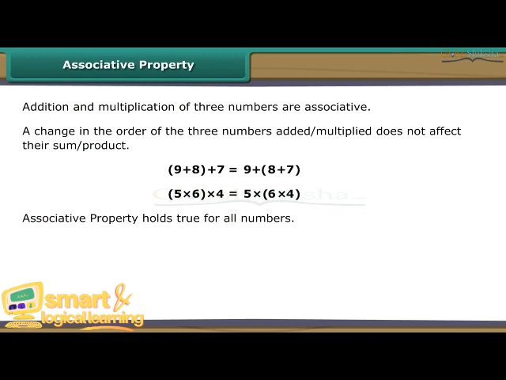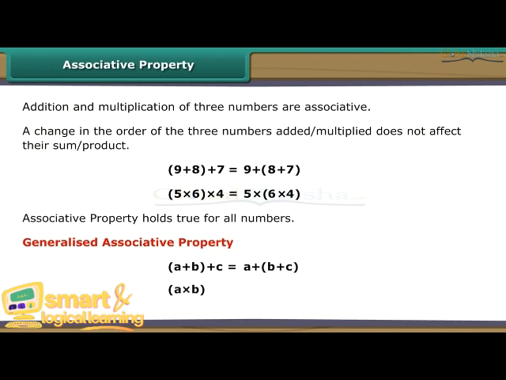We can therefore generalize it with variables as (a plus b) plus c is equal to a plus (b plus c). (a into b) into c is equal to a into (b into c). Distributive property. Look at this expression. 5 into (8 plus 9).